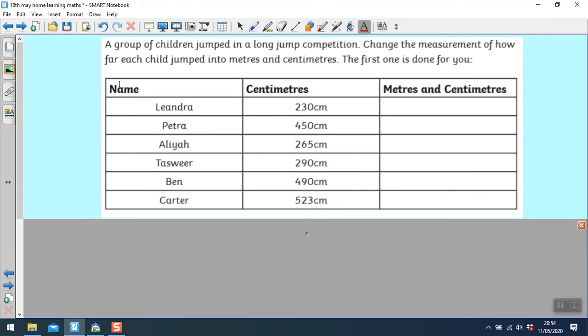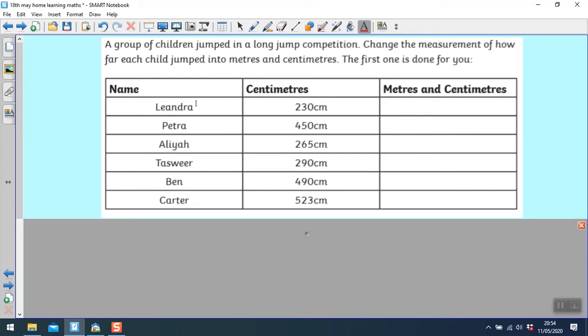A group of children jumped in a long jump competition. Change the measurement of how far each child jumped into metres and centimetres. The first one is done for you. Is it? It's not, is it?